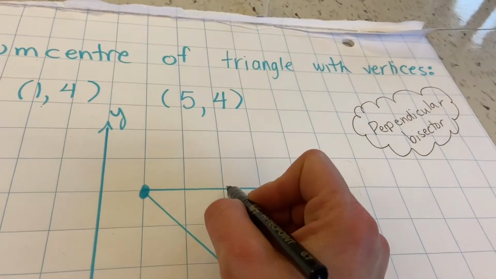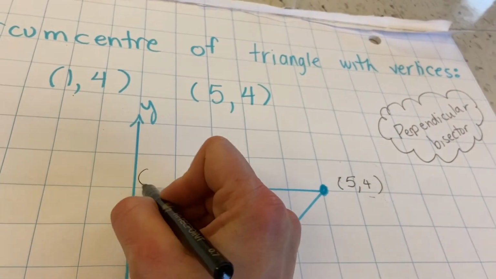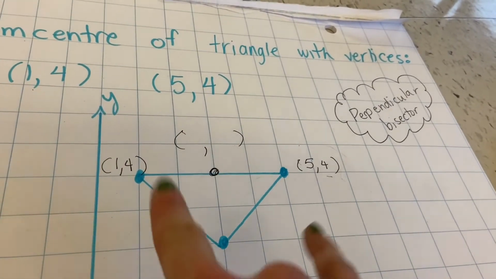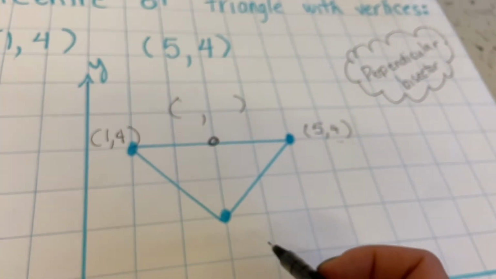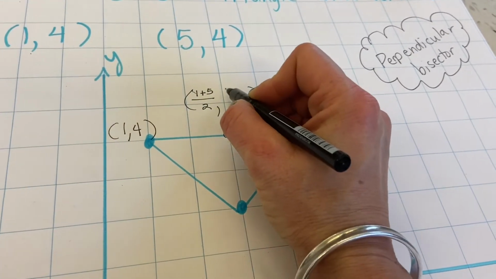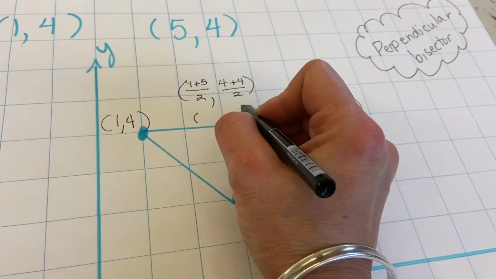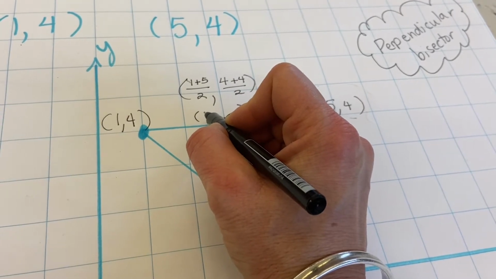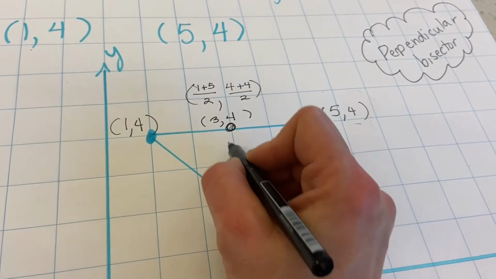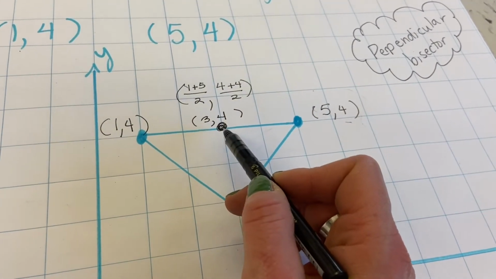I'm going to find this midpoint right here. This point is (5, 4), and this point is (1, 4). To find the midpoint, I add up the x's and divide by 2. I add up the y's, divide by 2. So I need to do 1 plus 5 divided by 2, and 4 plus 4 divided by 2. And that means 1 plus 5 is 6, 6 divided by 2 is 3. 4 plus 4 is 8, 8 divided by 2 is 4. And that makes a lot of sense, because if this is (1, 4) and this is (5, 4), right in the middle would be (3, 4).